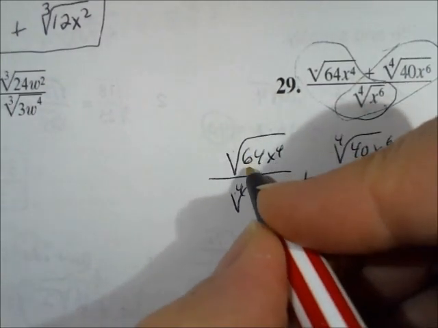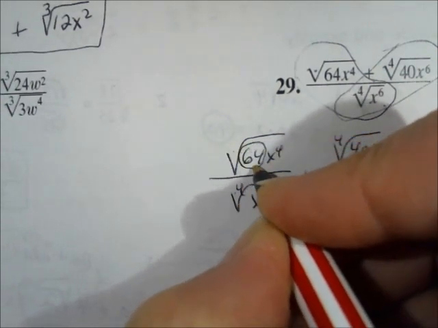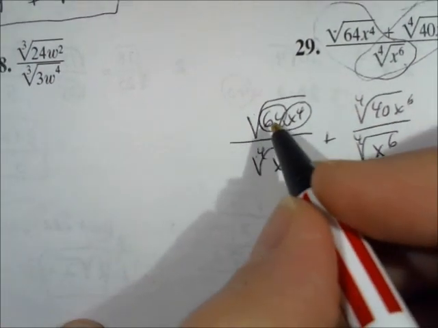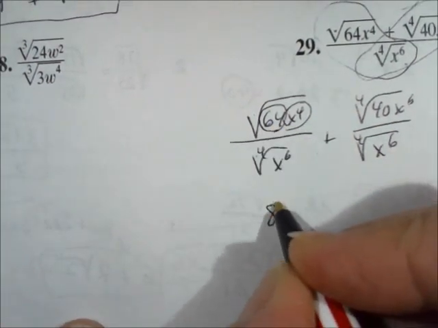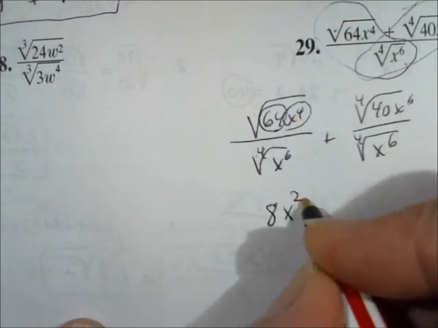On the top, the square root of 64 x to the 4th, remember there's a little invisible 2 here. 64 is a perfect square, and x to the 4th is a perfect square. So we'll take the square root of 64 and call it 8. We'll take the square root of x to the 4th and call it x squared.